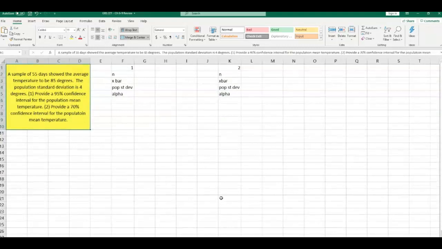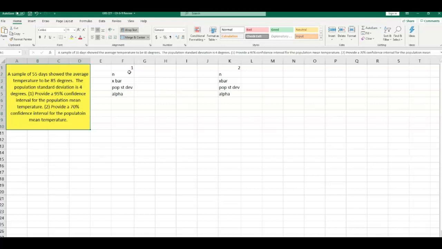Now, question number 3 gets into confidence intervals. So we're told that a sample of 55 days showed the average temperature to be 85 degrees. The population standard deviation is 4 degrees. We need to provide a 95% confidence interval for the population mean temperature. And then we're going to show what happens when we lower our confidence level, right? We're then providing a 70% confidence interval for the population mean temperature.